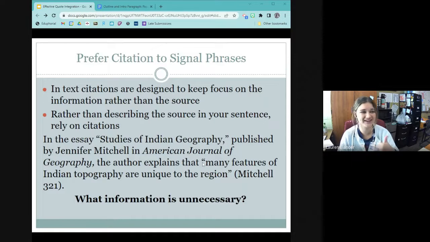The only thing I really need from this is Indian topography is unique. I'm not even learning what specific topography is unique. I'm not learning any specific things. This information is filler. So if I were to look at this in your essay, not only is it not explaining anything of importance, it's taking away from the purpose and the clarity because you're packing in stuff that doesn't matter.